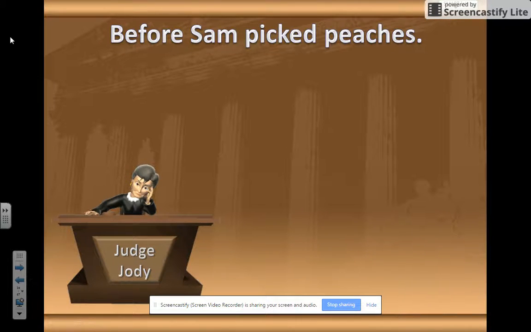Before Sam picked up peaches. This one does have a subject, and it does have a predicate. Problem is, it has this word before. This is one of these subordinate clauses, or subordinate conjunctions, and this makes this a dependent clause, so it depends on another part of the sentence. So in order to make this work, we would have to add something like, before Sam picked up peaches, he washed his hands.